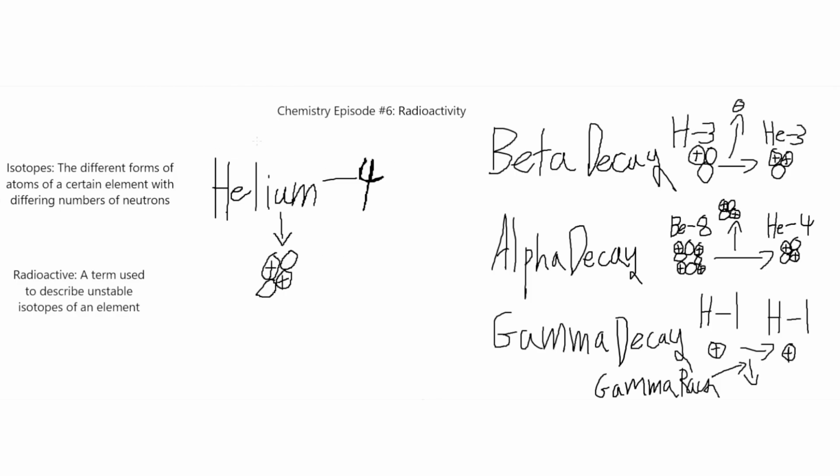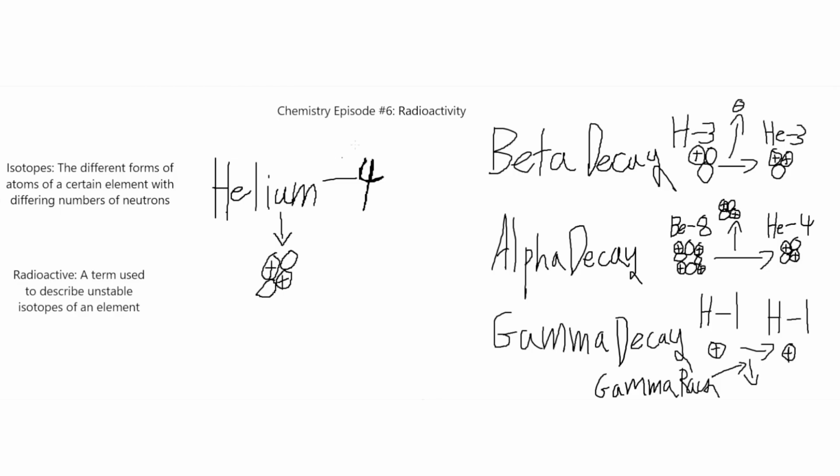So the different isotopes of an element are the differing versions of an element with differing amounts of neutrons. That's what makes them different, right? For example, one isotope of helium is helium 4. Helium 4 has 2 neutrons, but there's also helium 3. Helium 3 has 1 neutron. So isotopes are basically just the different forms of an element with different amounts of neutrons. That's what makes them different.